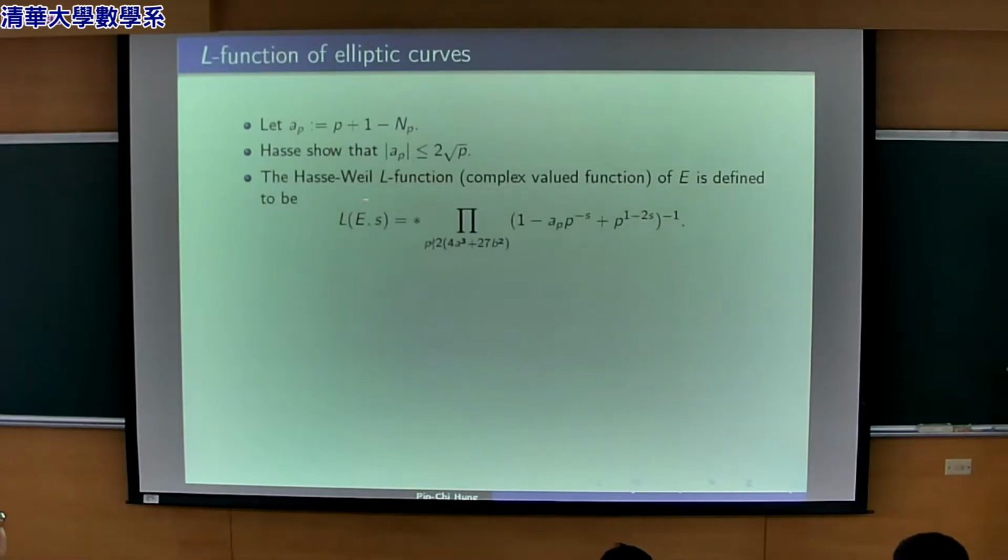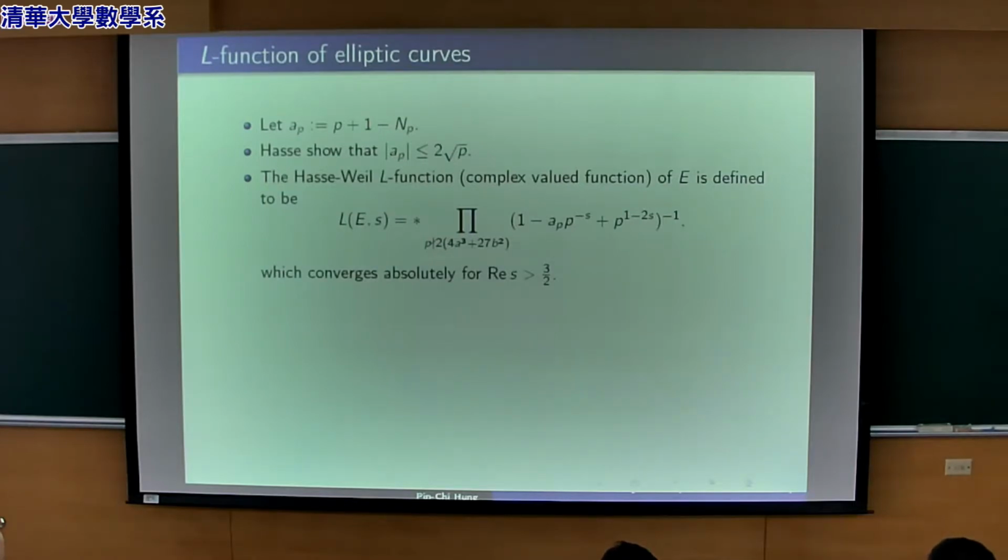So we have the function. We have those a_p, and because of this condition, if you form this infinite product, this is some non-zero thing, or something that I don't want to discuss. The main term looks like this. And by this condition, you can see that this infinite product converges absolutely for real part of s greater than 3 over 2. s is a complex value. So this condition guarantees that this function converges for s greater than 3 over 2.